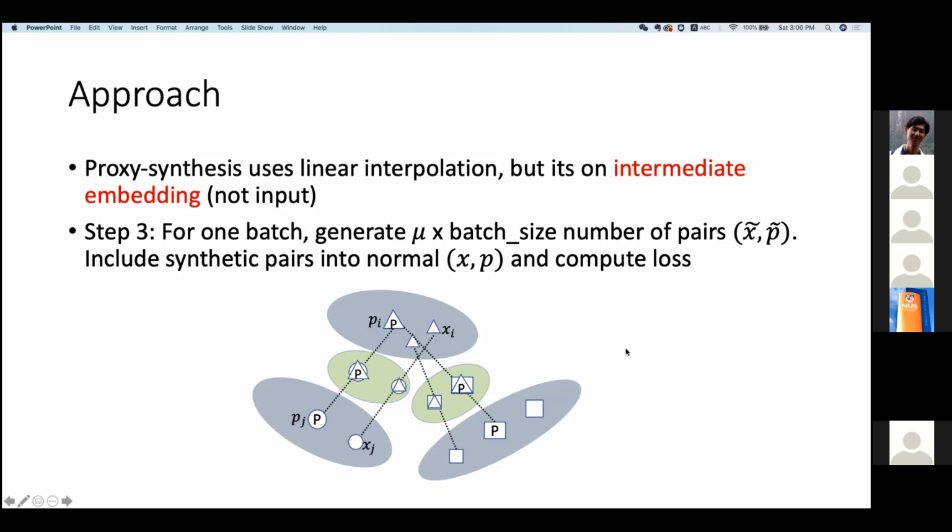Oh, by the way, is this approach the best baseline? No. Okay, let's keep going. The technique, the story makes sense to me.